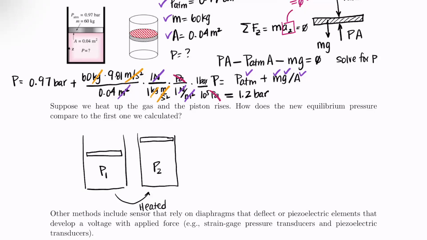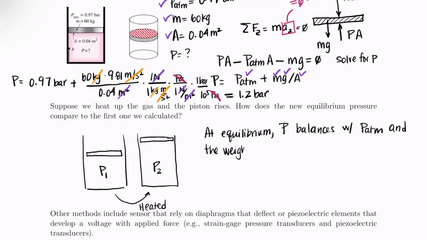In your mind, think about repeating the same process that we did already. What would change for the second circumstance? Anything? Nothing, right? So our pressure is exactly the same. Even though our piston has moved, the pressure is exactly the same. So at equilibrium, the pressure balances with P atmosphere and the weight of the piston. So the pressure stays the same.